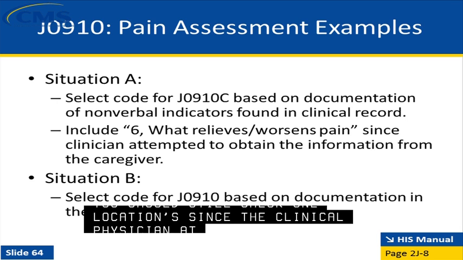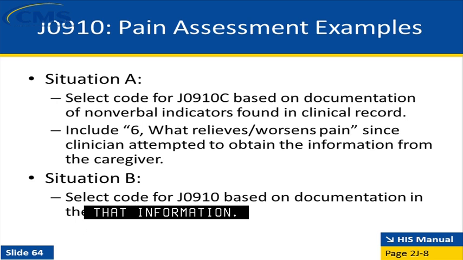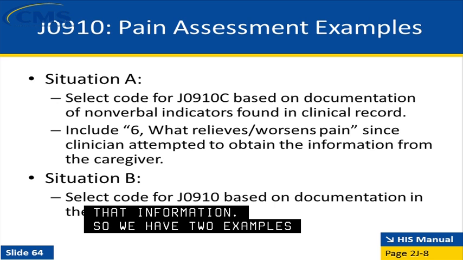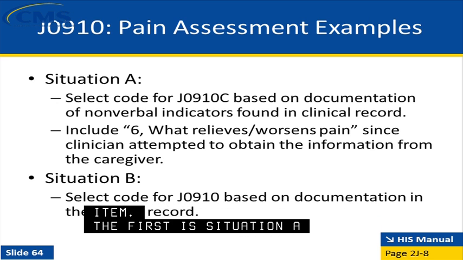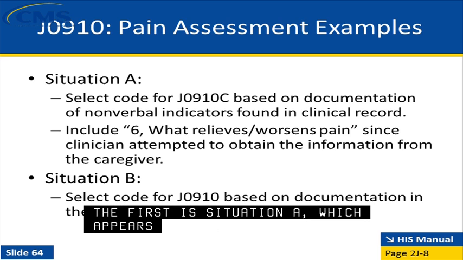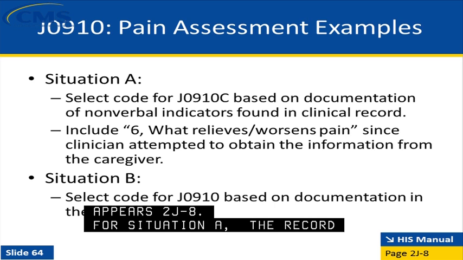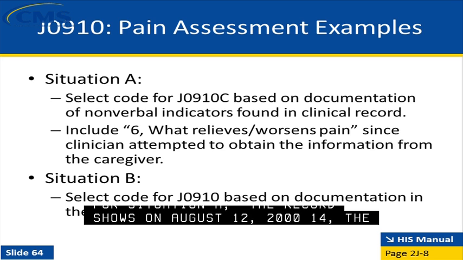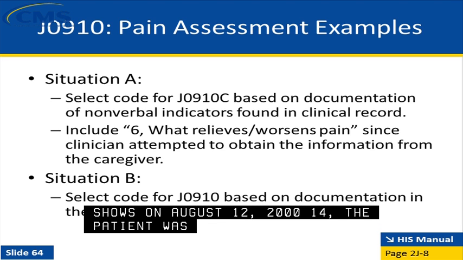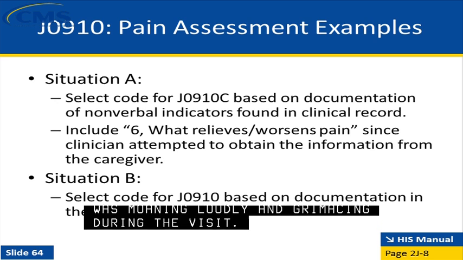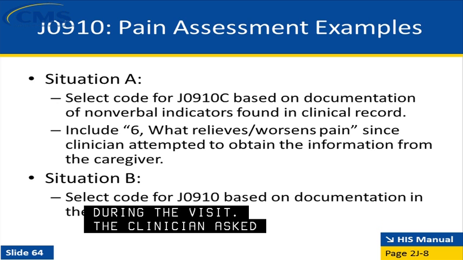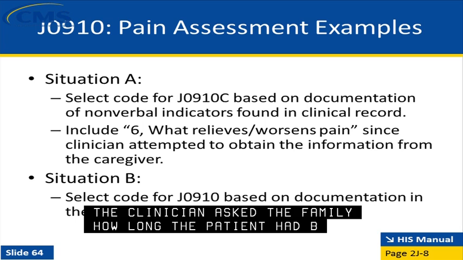So we have two examples for this item. Our first example is situation A, which appears on page 2J8 in the Hospice Item Set Manual. For situation A, the clinical record shows that on August 12, 2014, the patient was unable to speak and was moaning loudly and grimacing during the visit. The clinician asked the patient's family how long the patient had been in distress, and the family stated that the patient had been moaning all morning and rarely looked comfortable.